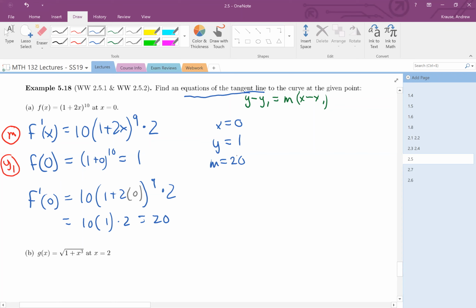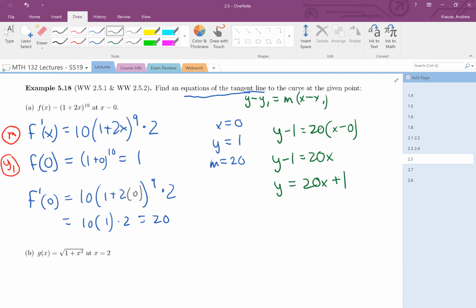Calculating the derivative, plugging in the 0. Now I just combine all of these things. I get y minus 1 equals 20, x minus 0. Can simplify that a little bit if I need to get it to a y equals. Y minus 1 equals 20x, or y equals 20x plus 1. And that's what I would plug in for the equation of the tangent line for part A there.